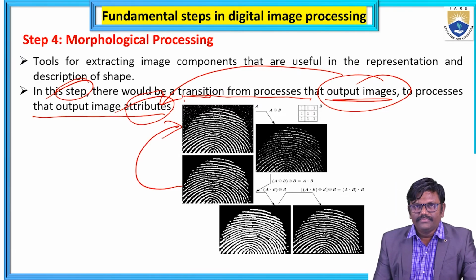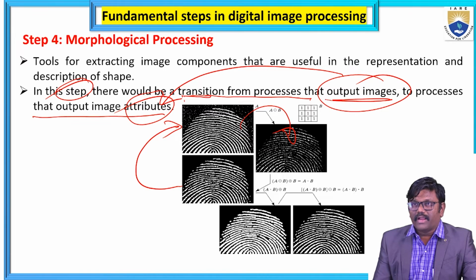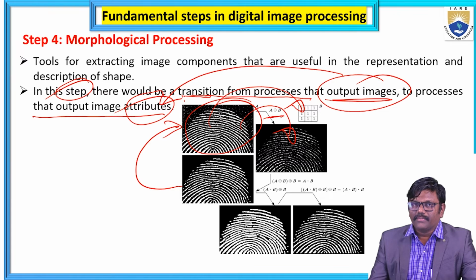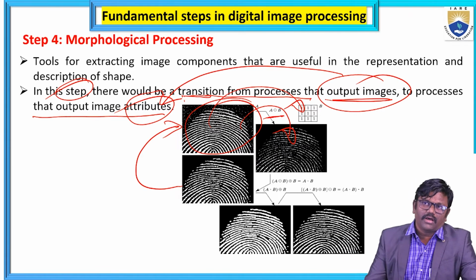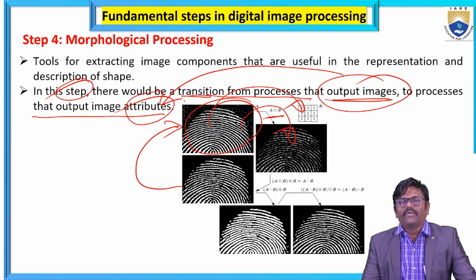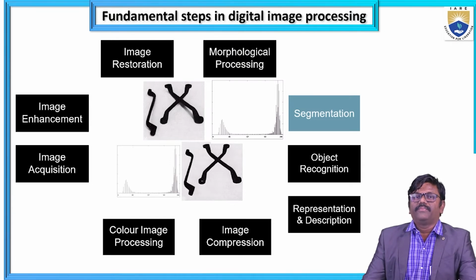We compare one image to another image. Among these images, you want to process them in terms of representation and description of the image, in terms of different shapes. You see here the shapes of the images. That process keeps going in terms of shape in your pixels, and then we compare with mathematical processing. So the tools for extracting image components that are useful in the representation and description of the shape of an image are called morphological processing. Next, we'll go to another step in image processing that we call the segmentation process.